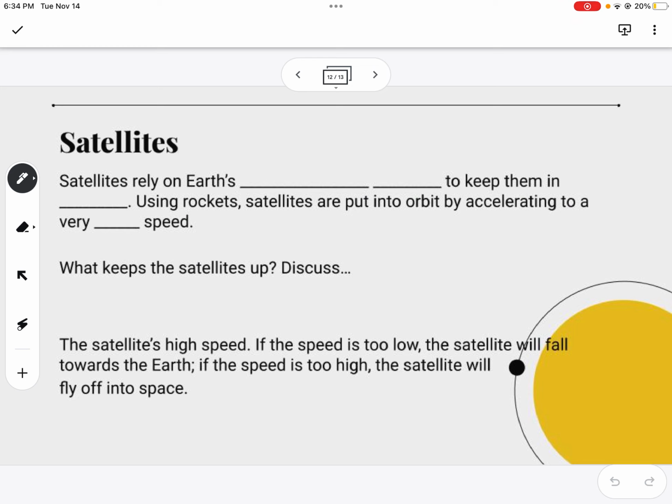Last thing we're going to chat about in this section, we're going to start talking about satellites. We're going to talk a lot more about satellites next week and after Thanksgiving. So satellites rely on Earth's gravitational force to keep them in orbit.